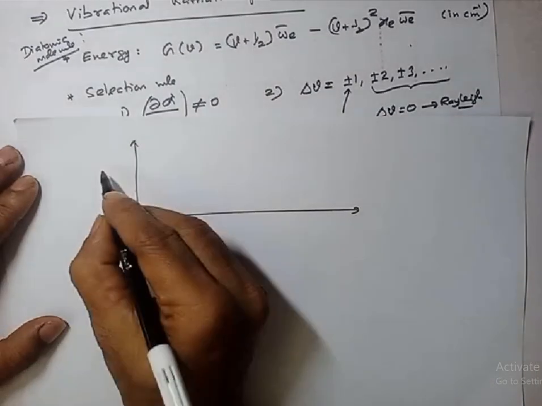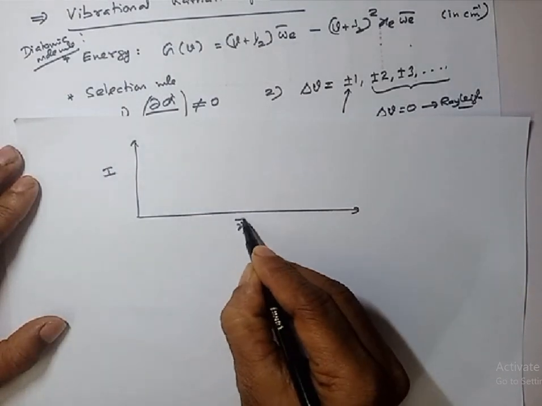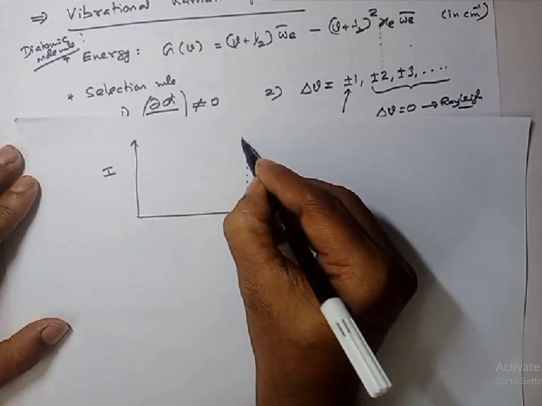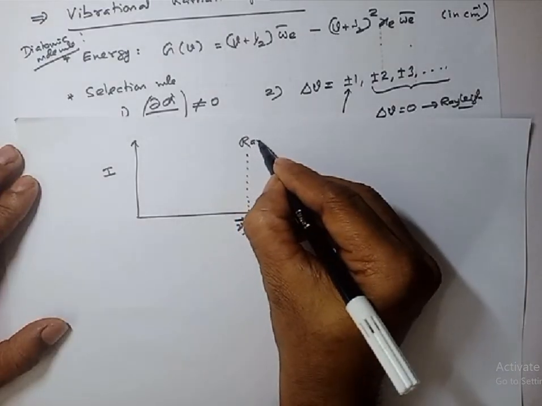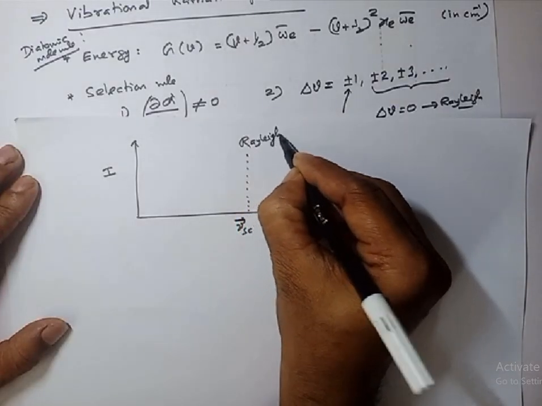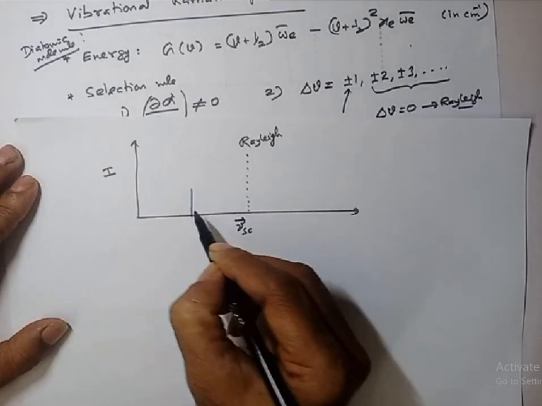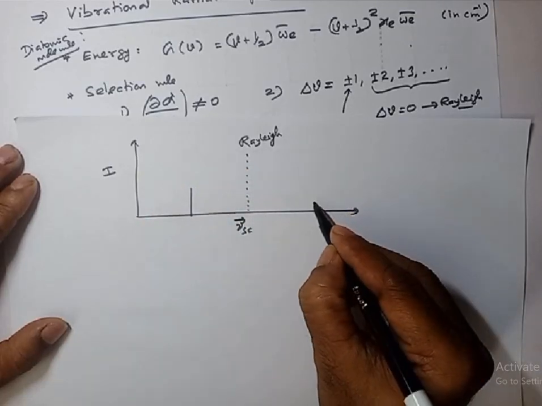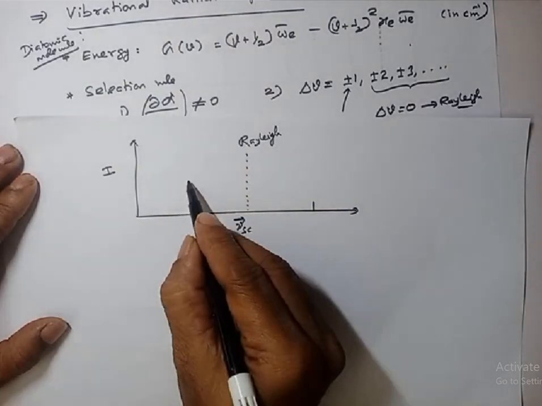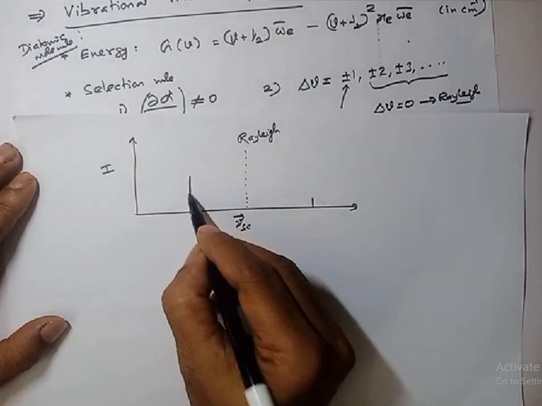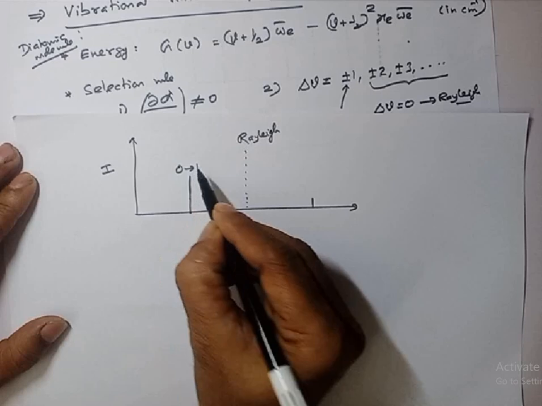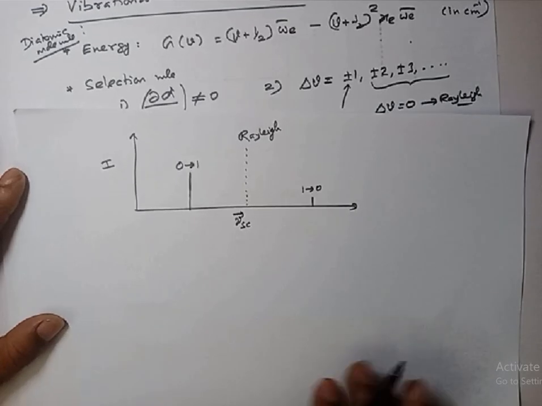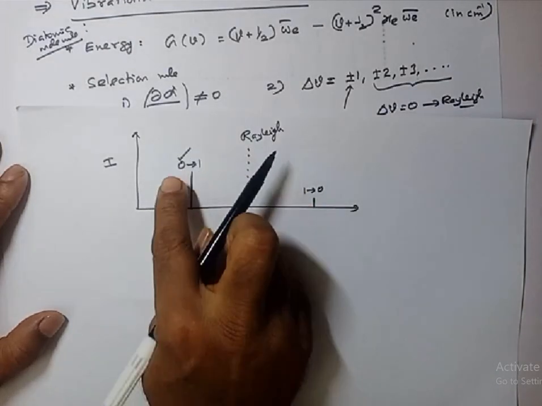Now listen, if I plot intensity versus scattered frequency, this is the Rayleigh line, and we get the fundamental vibrational transition lines, the Stokes line and the anti-Stokes line here. This Stokes line corresponds to the 0 to 1 transition, and the anti-Stokes line corresponds to the 1 to 0 transition. Listen, it starts from the ground vibrational state.